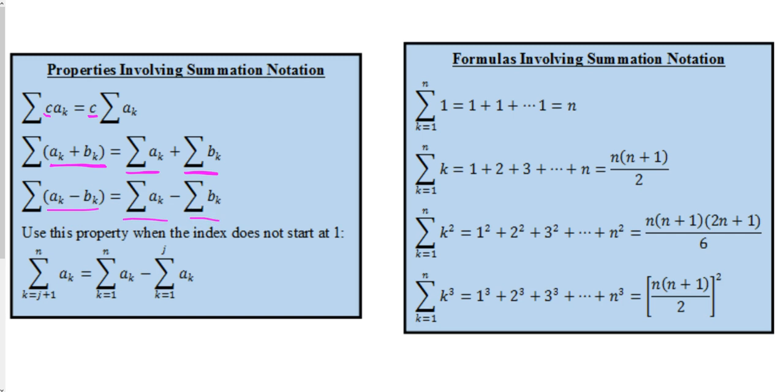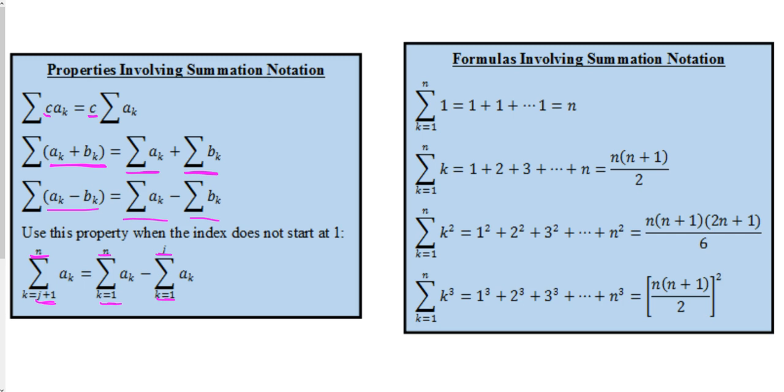If the index does not start at 1, so in other words, if I'm going from like 17 to 34, so we can see here I'm going from 17 to 34, so that would be 16 plus 1. I'd want to go from 1 to n and from 1 to j, and then subtract those two answers out. So in other words, if this was going from 17 to 34, I would go from 1 to 34 and 1 to 16, and then subtract those two separate summations.